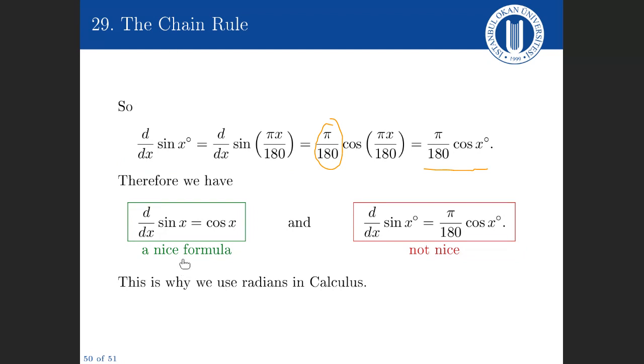If we use radians, we have a nice formula, derivative is equal to cos. If we insist on using degrees, we have this formula, which is not as nice. The derivative of sine x degrees is equal to pi divided by 180 cos x degrees. So yes, we could actually use degrees if we really wanted to, but it becomes messy. We have lots of extra numbers that we need to keep track of. This is why we say that we use radians in calculus.